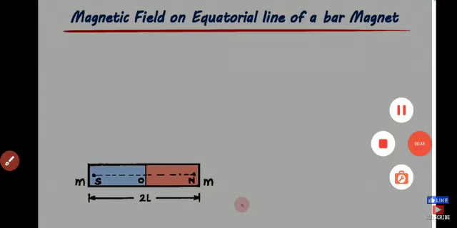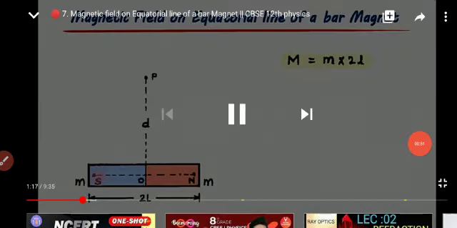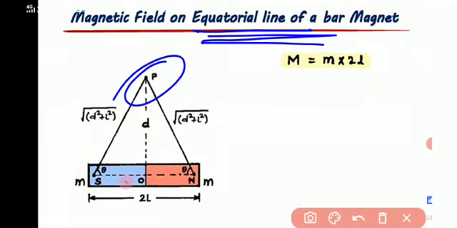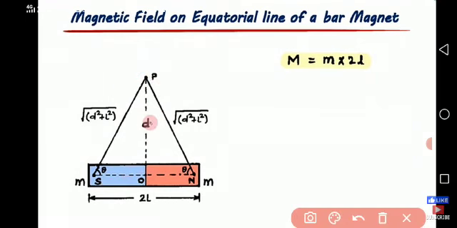So you can see that we have taken here the point P at a distance d, and the distance of this from point S, meaning the south pole, is under root d square plus L square, and from the north pole it is also under root d square plus L square.